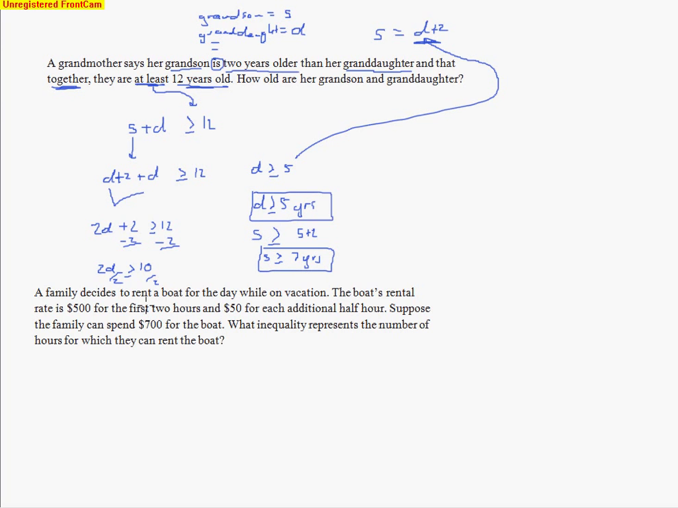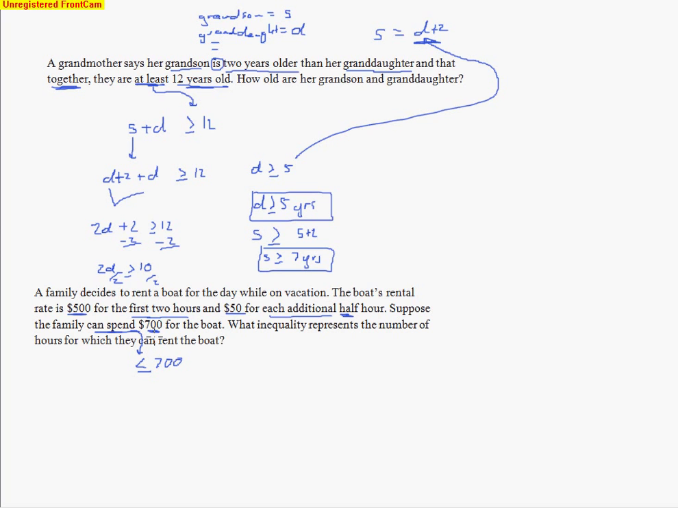It says a family decides to rent a boat for the day while on vacation. The boat's rental rate is $500 for the first 2 hours, and then $50 for each additional half hour. And so what we're going to end up doing is, it says, suppose the family can spend $700 for the boat. So can spend tells me that it's going to be less than or equal to $700. So they can spend that amount, but they can't spend any more. So that's why I'm using that representation.